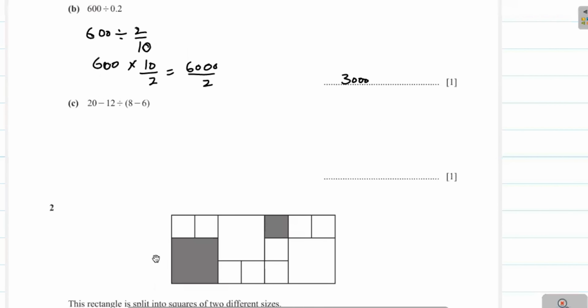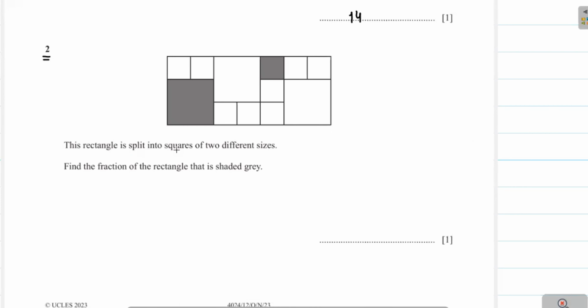Part C, 20 minus 12 divided by (8 minus 6). We will use the BODMAS rule here. Firstly, we will simplify the bracket. Therefore, we write the other values as they are: 20 minus 12 divided by (8 minus 6). That's equal to 2. Next, we will use the BODMAS rule. According to the rule, firstly we will divide: 12 divided by 2 is 6. Therefore, we write 20 minus 6, and that will be equal to 14. And 14 is the answer.